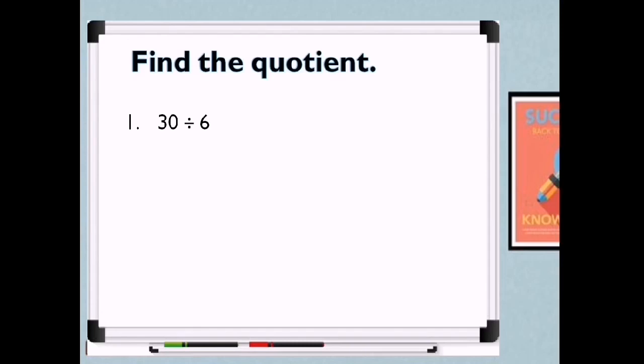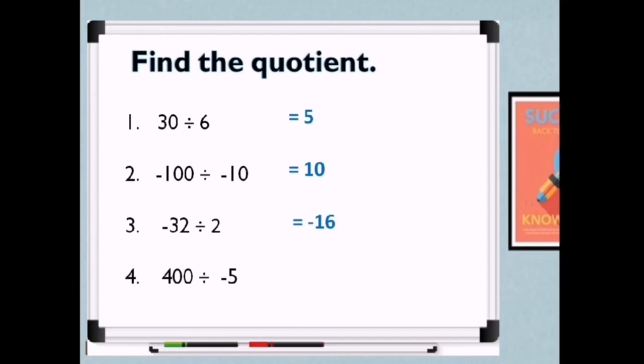So now find the quotient. Basically, 30 divided by 6 is equal to positive 5. Next, negative 100 divided by negative 10. The answer is positive 10. Number 3, negative 32 divided by positive 2. The answer is negative 16. And for our last example, 400 divided by negative 5. The answer is negative 80. So that concludes our discussion about operations of integers, multiplication and division of integers.